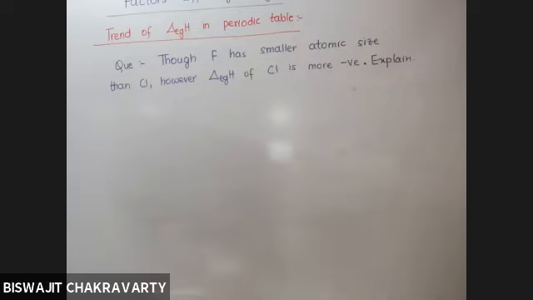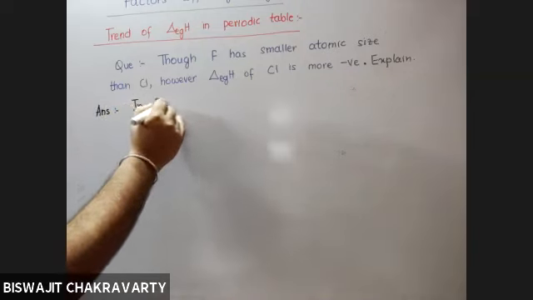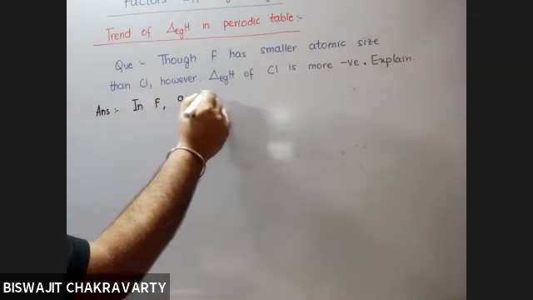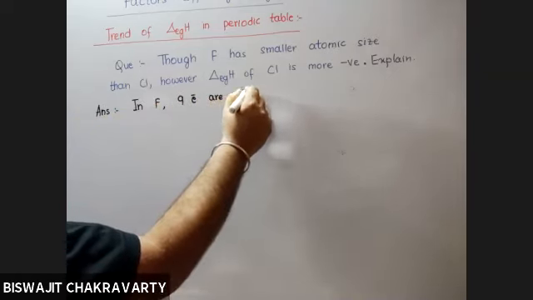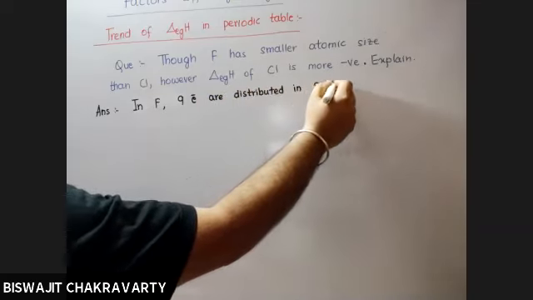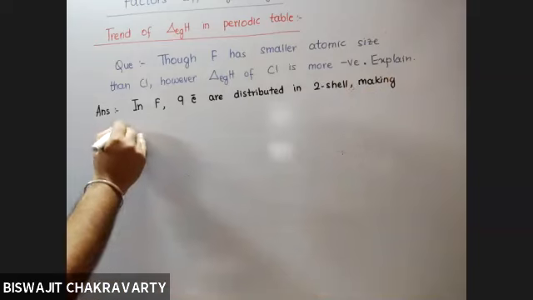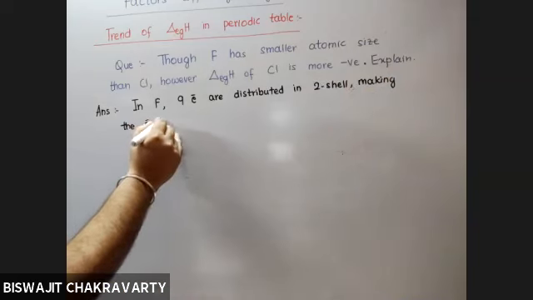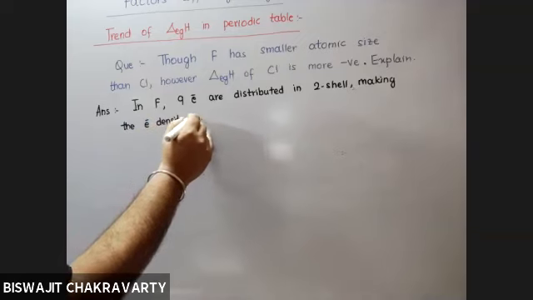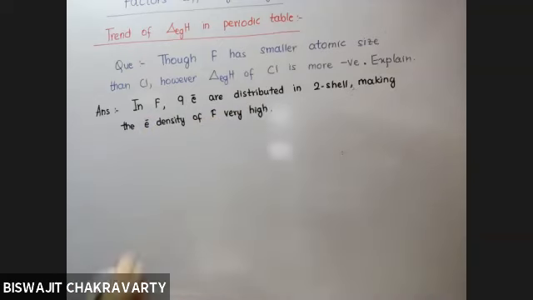Chlorine has been found to release greater amount of energy. What is the reason? In fluorine, 9 electrons are distributed in 2 shells, making the electron density of fluorine very high. Now, when I say electron density is high, it means it is overcrowded with electrons.